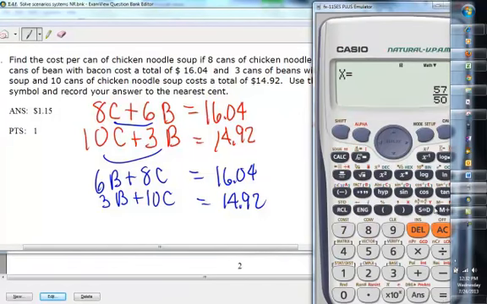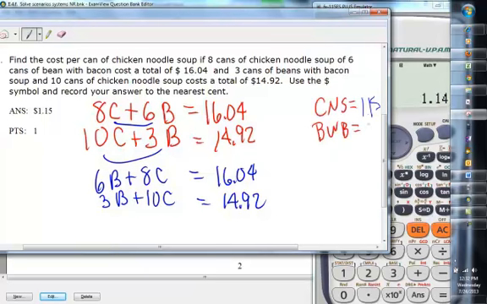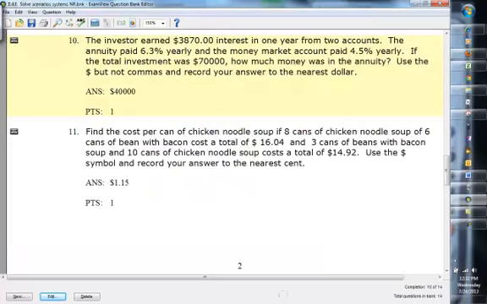I forgot what the bean with bacon was. $1.14. And they're really close to the same price, aren't they? $1.14 and $1.15. Next one.